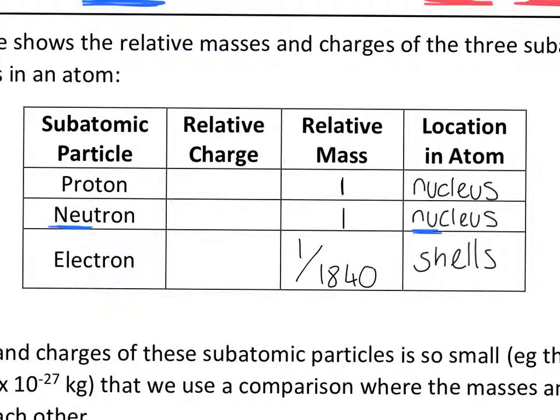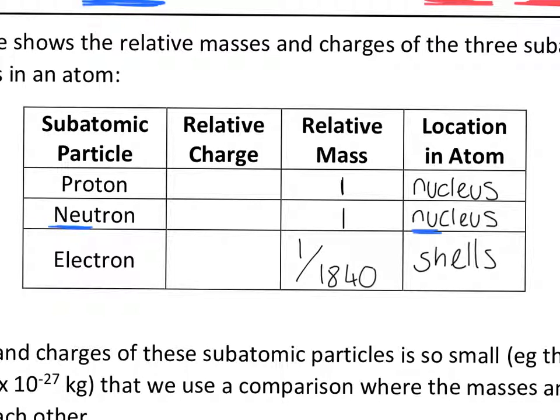You need to know that a proton has a relative mass of 1, a neutron has a relative mass of 1, and an electron has a relative mass of 1 over 1,840. What that means is that when we're comparing the mass of an electron and a proton, say, a proton has a mass that is 2,000 times more than the mass of an electron.